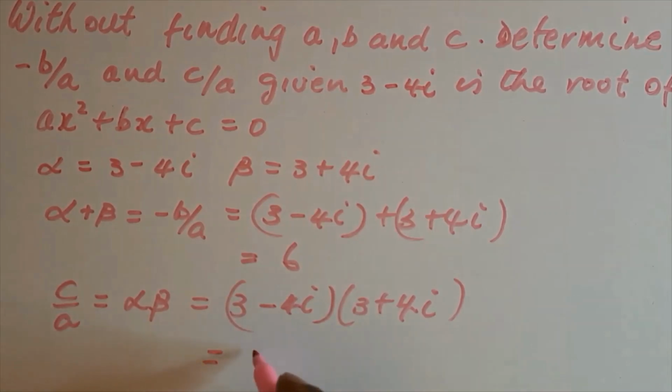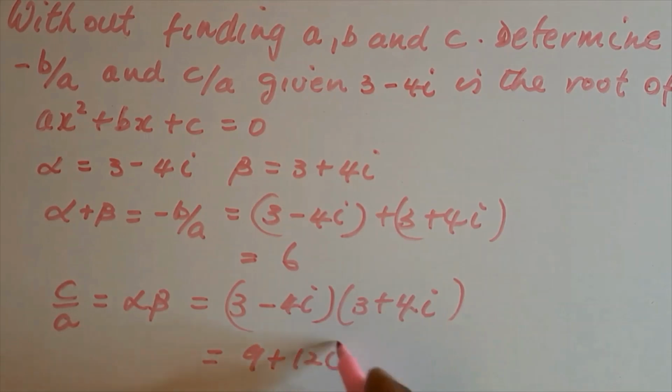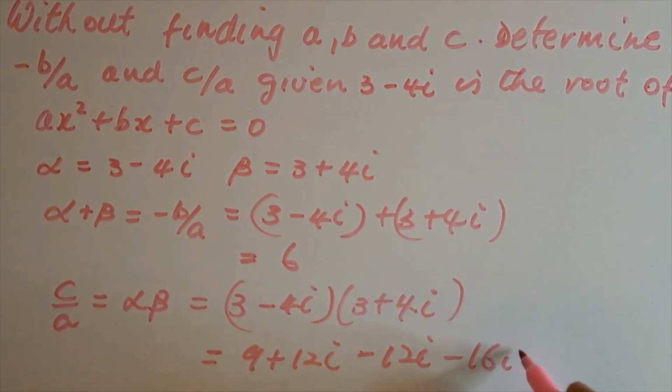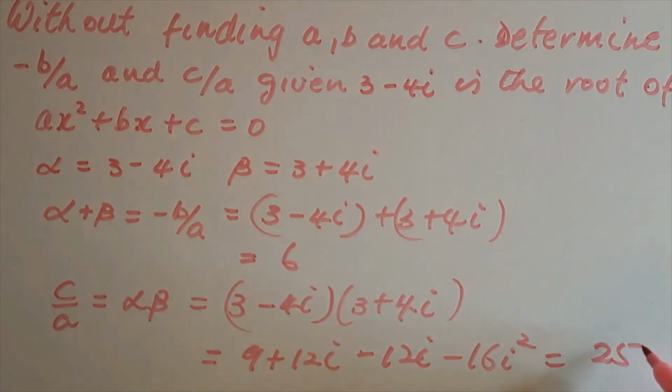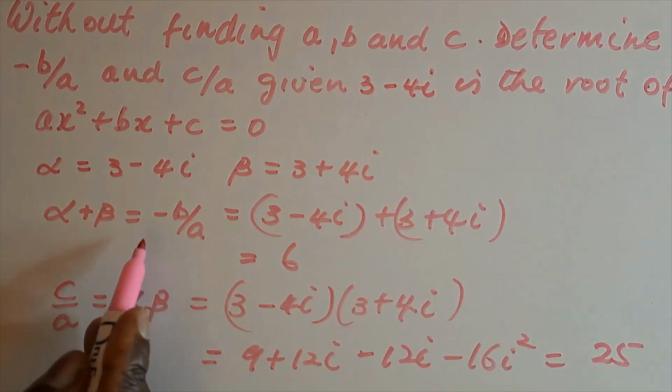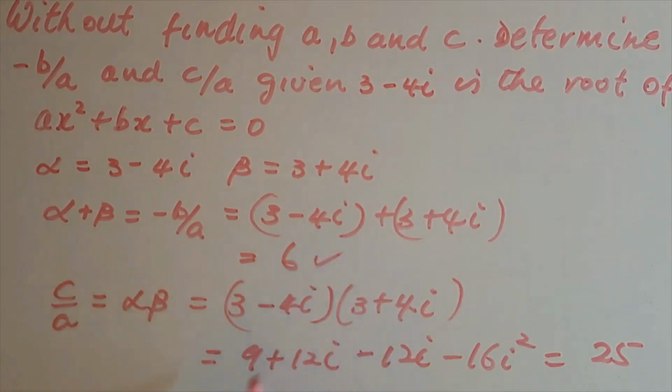And that gives us 3 3s are 9, 12i minus 12i minus 16i squared, which evaluates to 25. So minus b over a is 6 and c over a is 25.